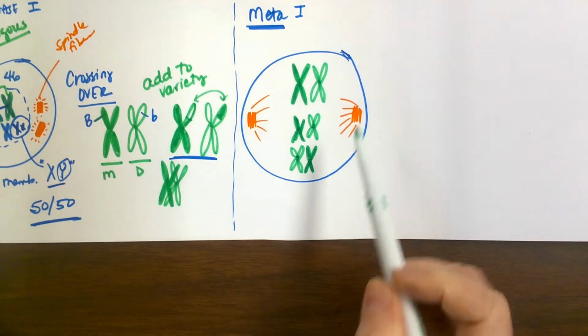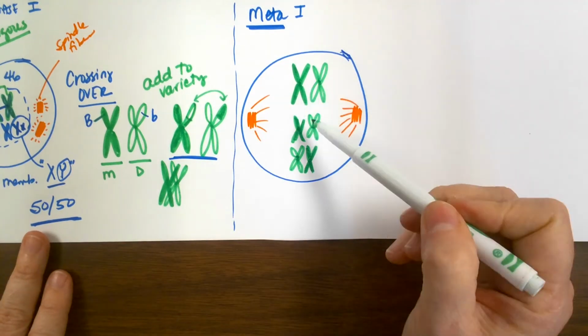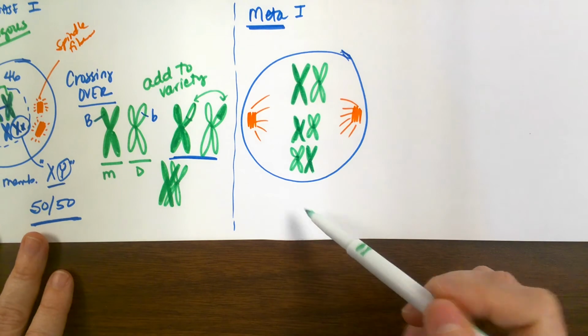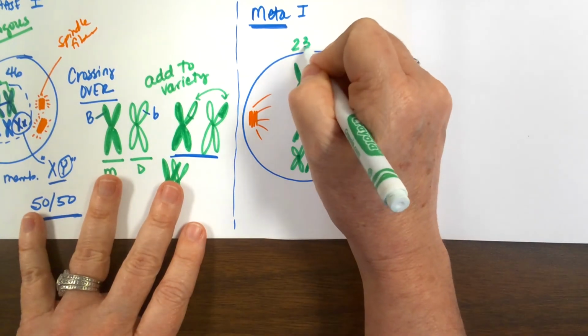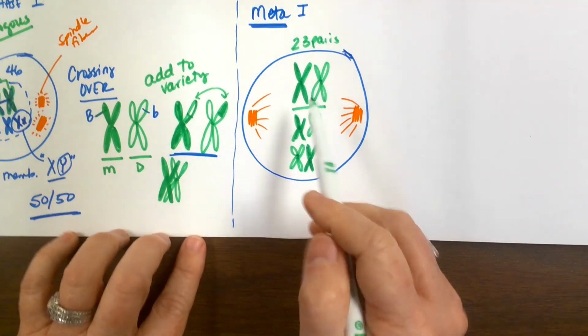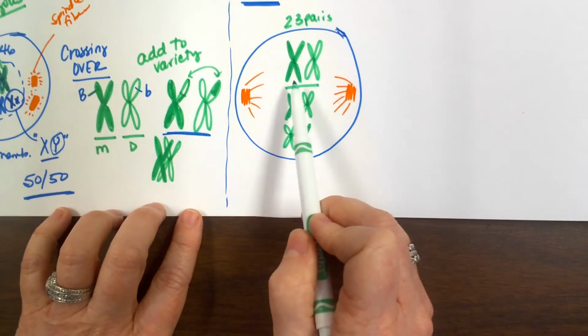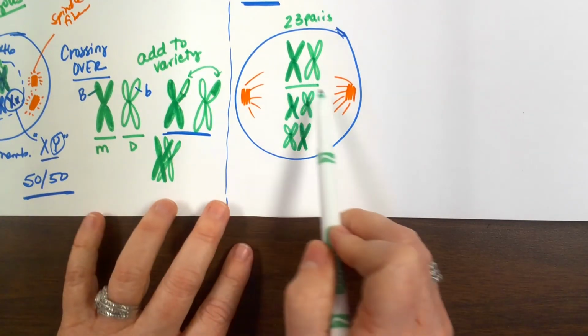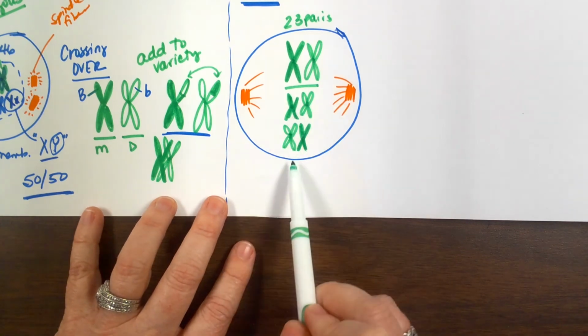And it's very random. They don't line up pair 2, pair 3, pair 4, etc. like that. There are going to be 23 pairs. They just definitely line up in pairs. And they don't line up with the chromosome from mom always on the left and the chromosome from dad always on the right. They mix and match.